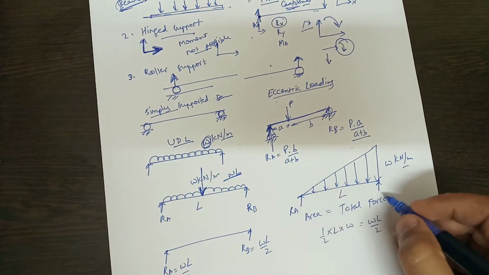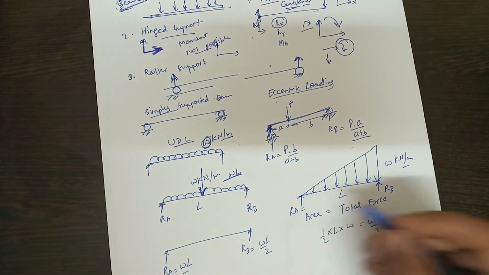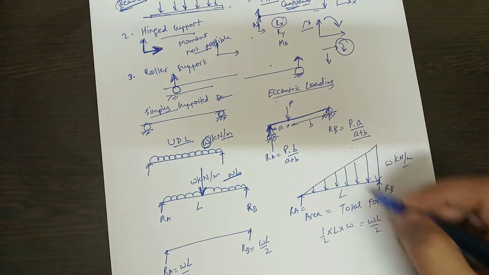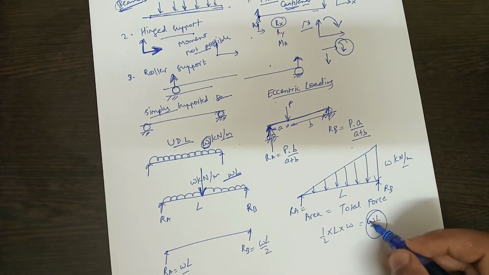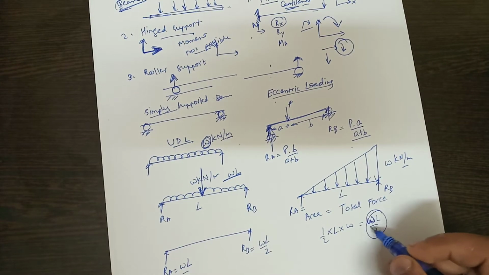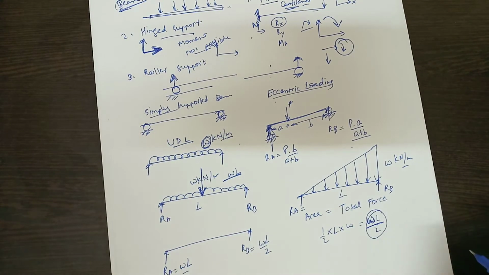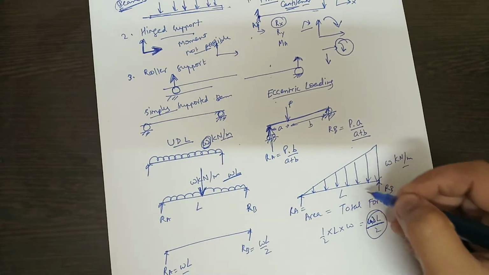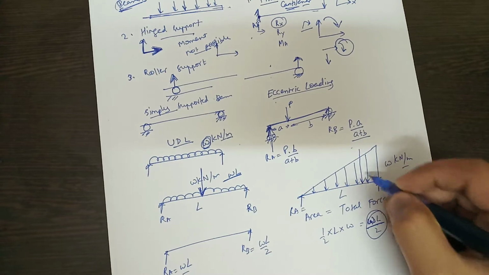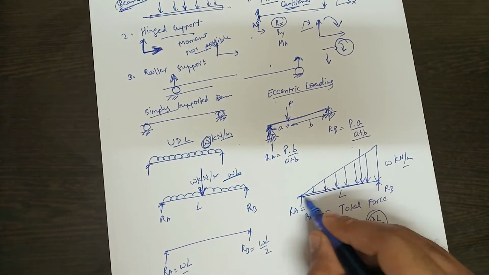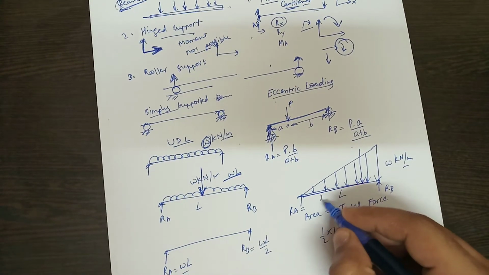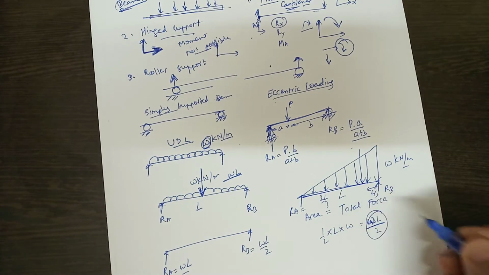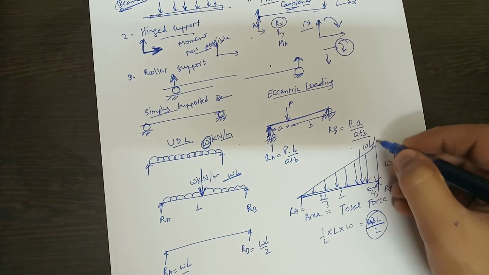Now we need to calculate the reactions. This force will act at the center of gravity of this diagram, WL by 2. The center of mass of a triangle is at a distance L by 3 from this end, and 2L by 3 from the other. So this is 2L by 3, this is L by 3. The magnitude is WL by 2.